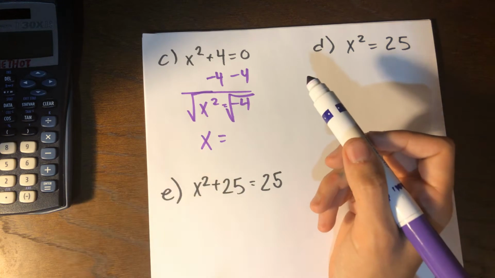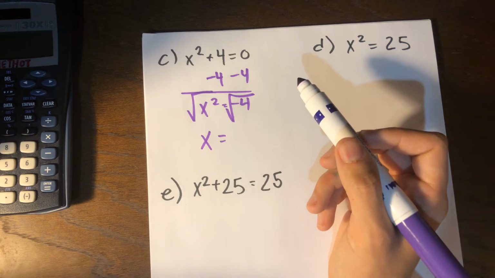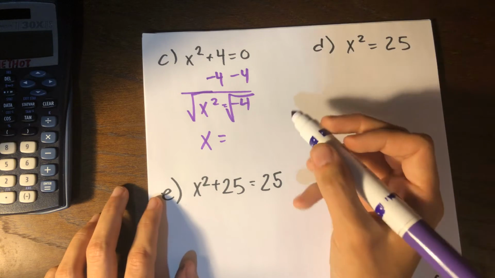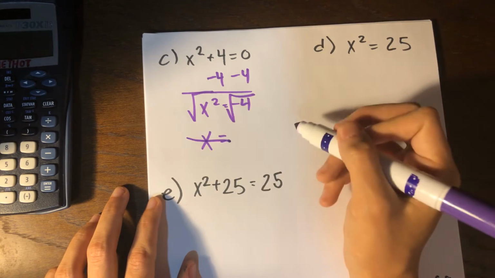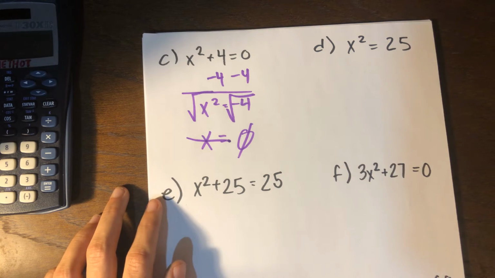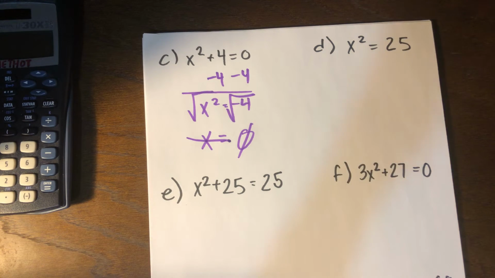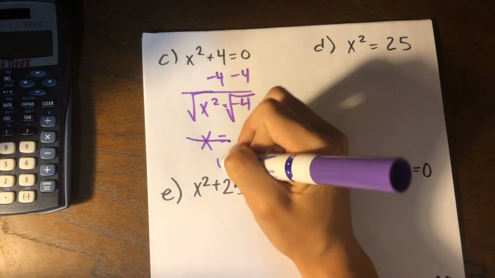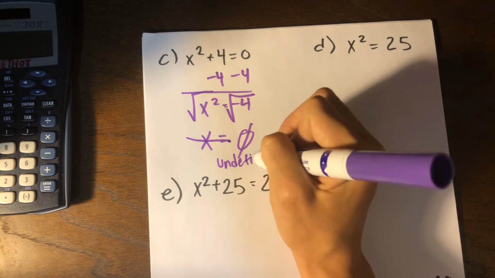We can't do that one, right? We can't take the square root of a negative number. So this one is actually not x equals. We have a no solution. Okay? It's undefined. You can either write undefined or write no solution.